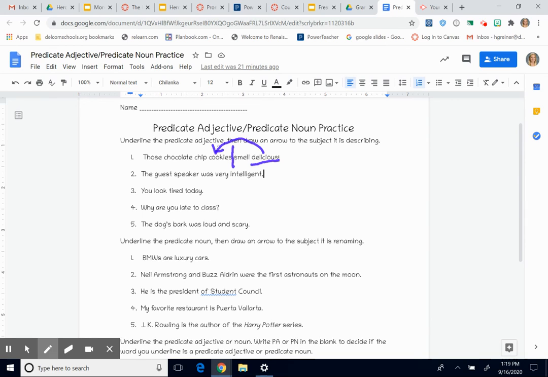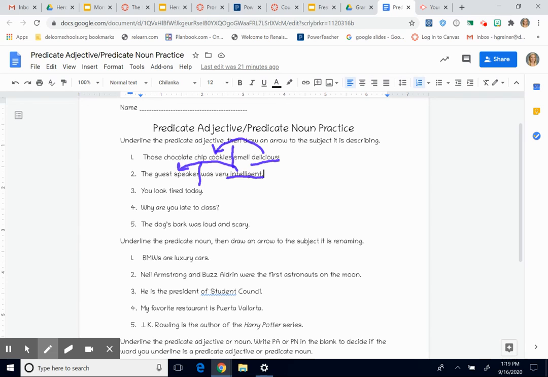Number 2, the guest speaker was very intelligent. I'm going to draw my line in front of the verb. Was is my linking verb. And intelligent is describing the speaker.